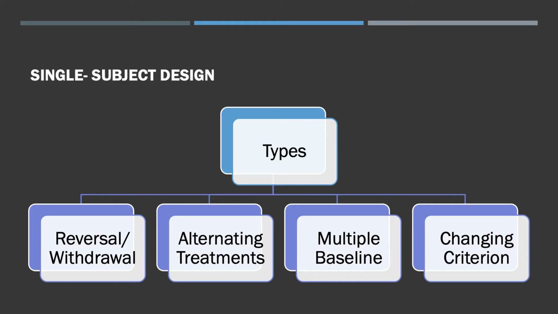So there are four main types of single subject design: reversal and withdrawal, alternating treatments, multiple baseline, and changing criterion. We're going to talk specifically about alternating treatments and multiple baseline, but just a little background on the other two. Reversal withdrawal is considered the gold standard of applied behavior analysis research or single subject design. And it involves implementing a baseline phase.